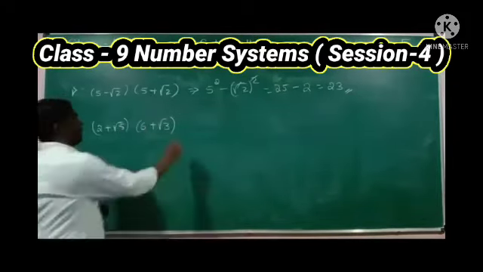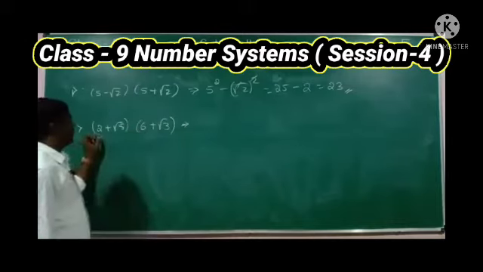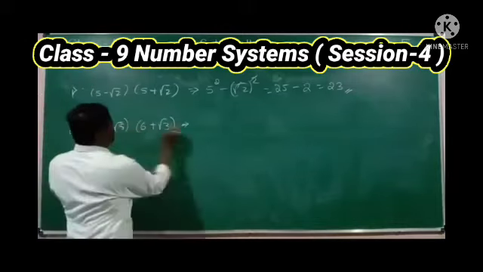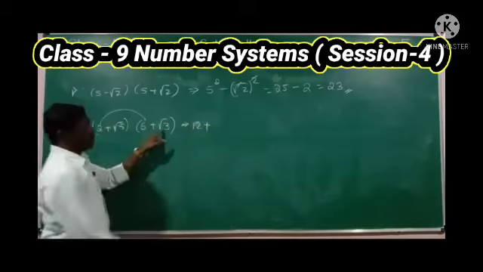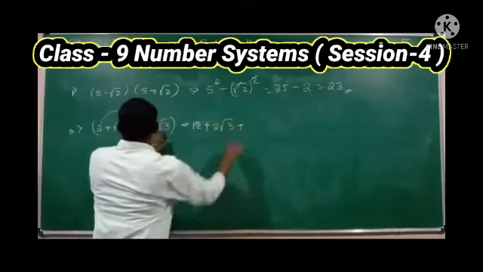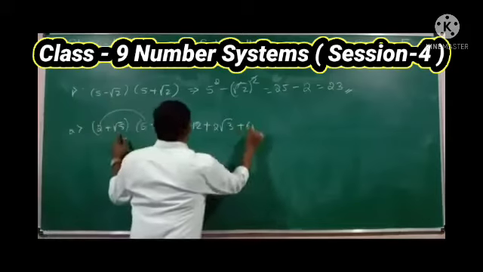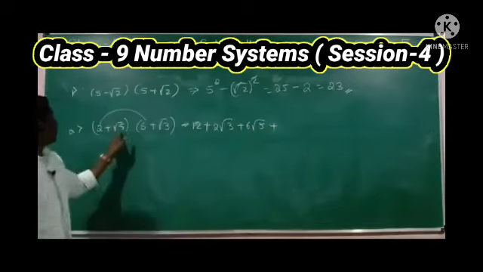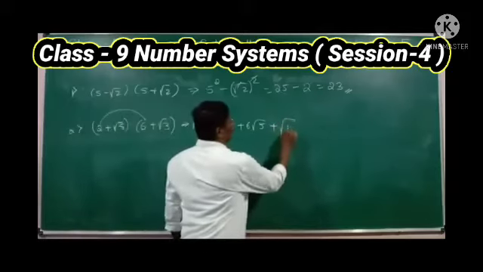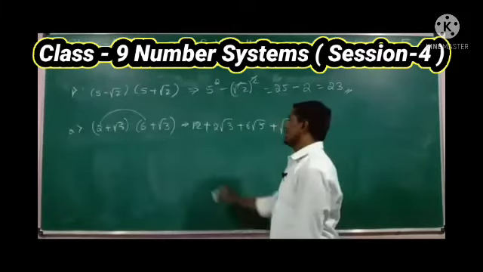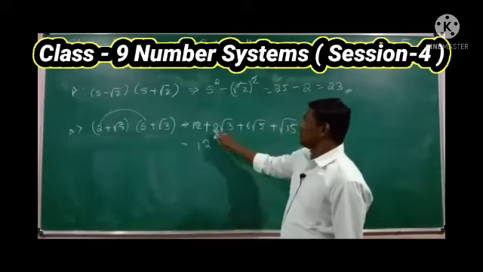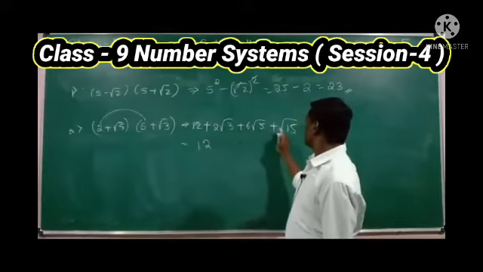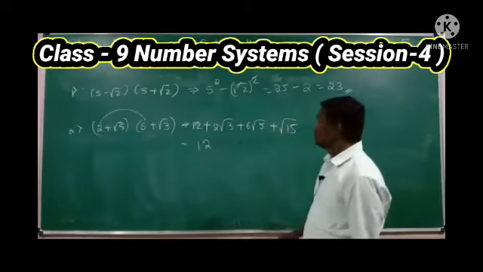Next one, 2 plus root 5 into 6 plus root 3. Here we need to multiply individual terms. 2 into 6 is first term to first term, 12, plus 2 into root 3, 2 root 3, plus 6 into root 5, 6 root 5, plus root 5 into root 3, root 15. Check it. The final answer is 12 plus 2 root 3 plus 6 root 5 plus root 15.